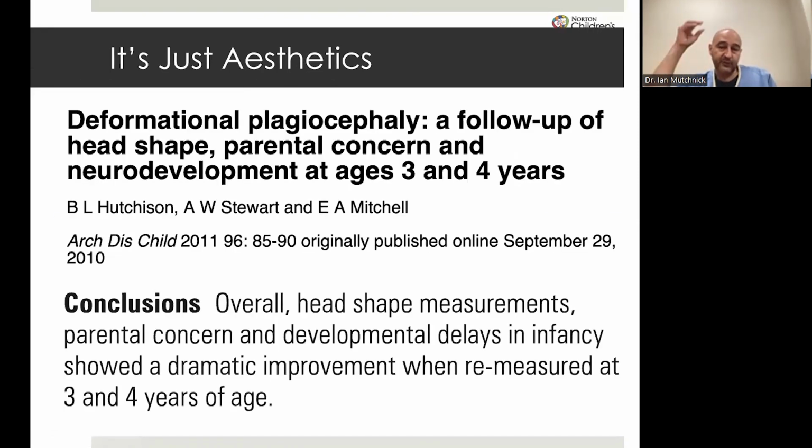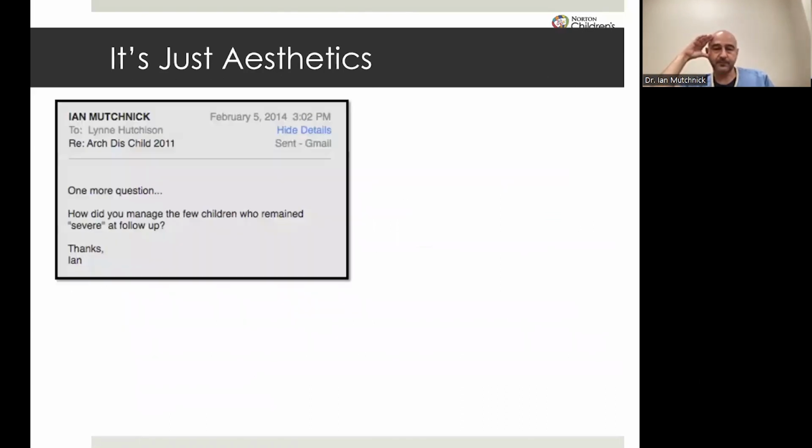And they concluded from this data that overall head shape measurements, parental concern, and developmental delays in infancy showed a dramatic improvement when remeasured at 3 and 4 years of age without any use of a helmet, which again, are expensive. These helmets are expensive, and a good proportion of insurances require either copay or full pay for these helmets.